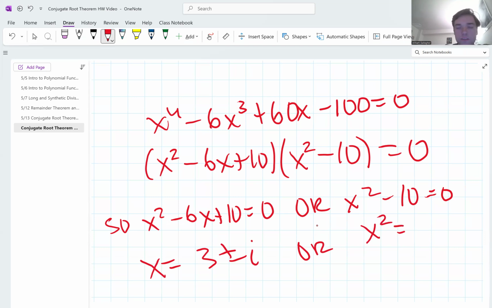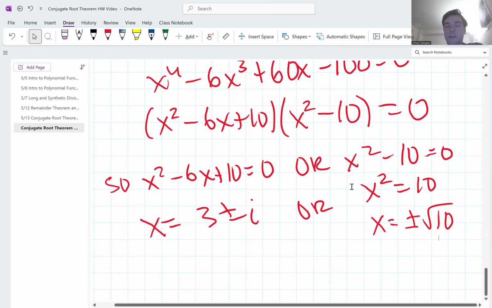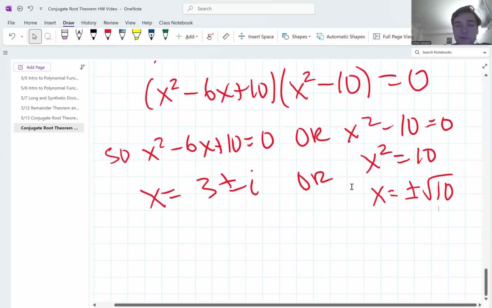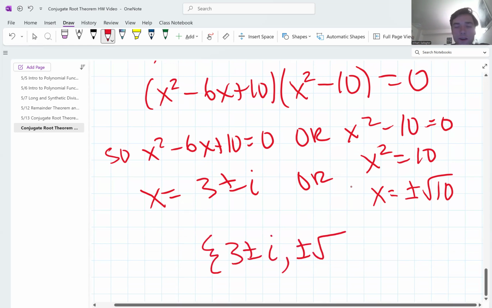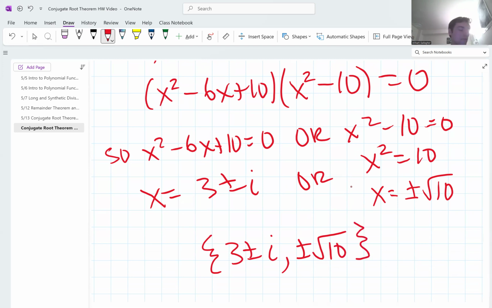And this one looks a little weird. I think you actually saw a similar question earlier in the homework. So x squared equals 10, so x is equal to plus or minus the square root of 10. Please, please, please don't forget the plus or minus. We spent a whole unit on that, and it's come up again. So our roots of this equation are 3 plus or minus i and plus or minus the square root of 10. Okay, so I'll stop sharing my screen.